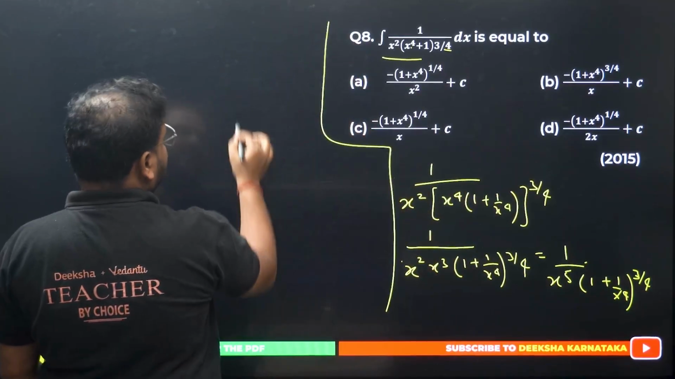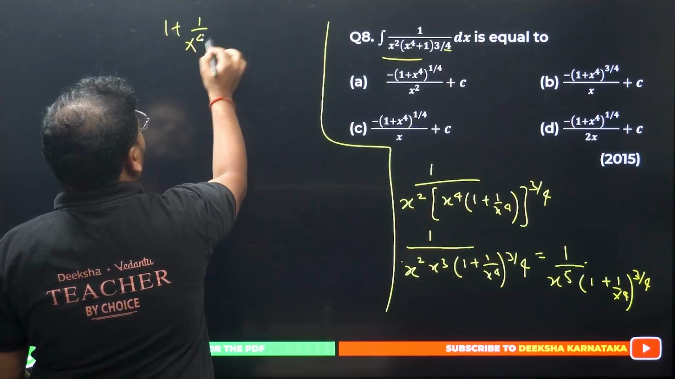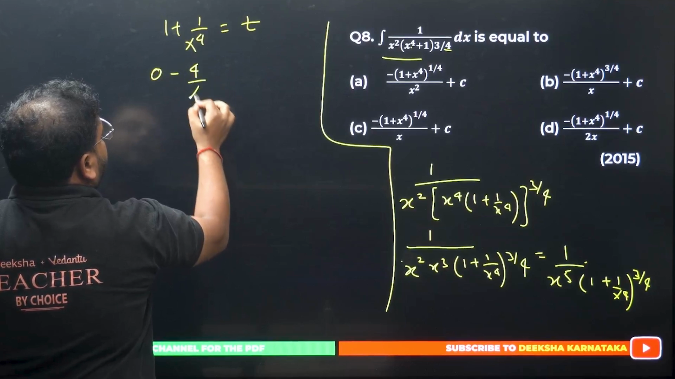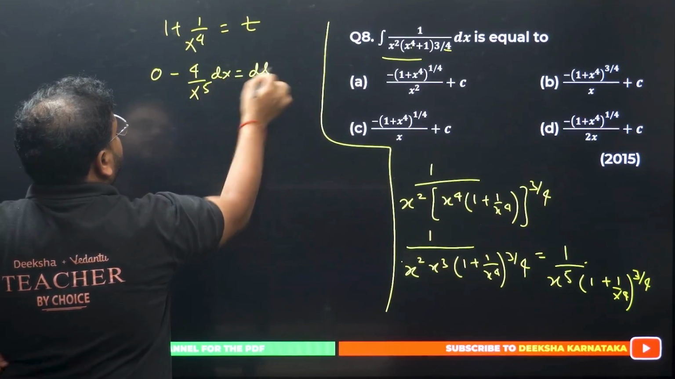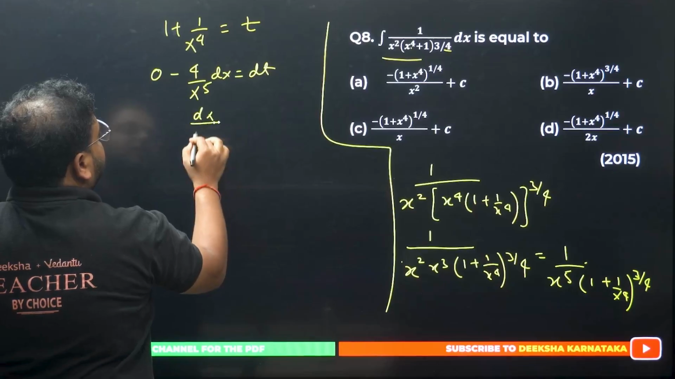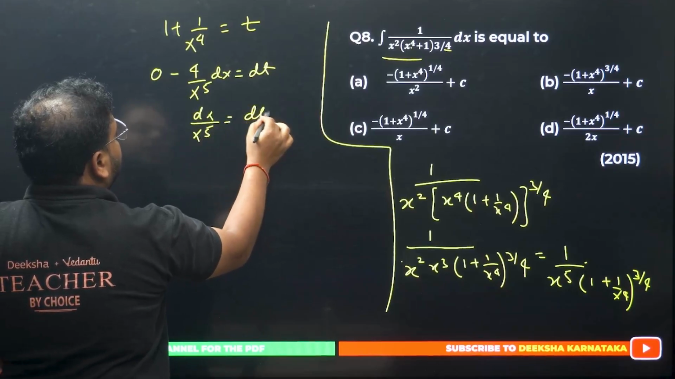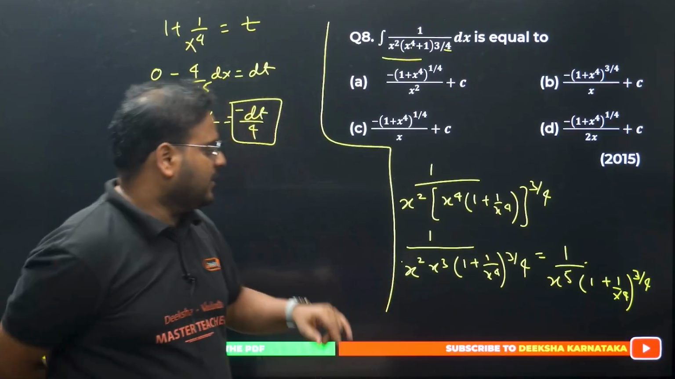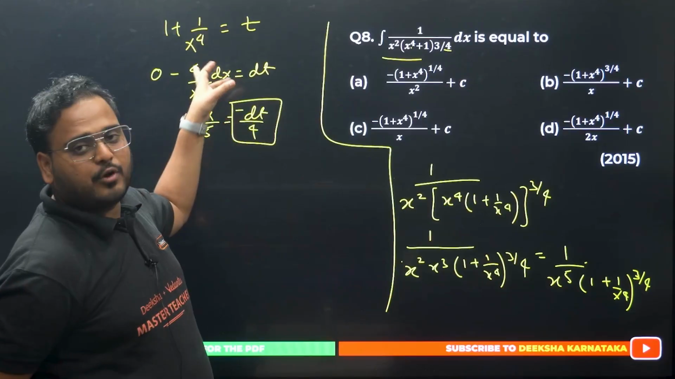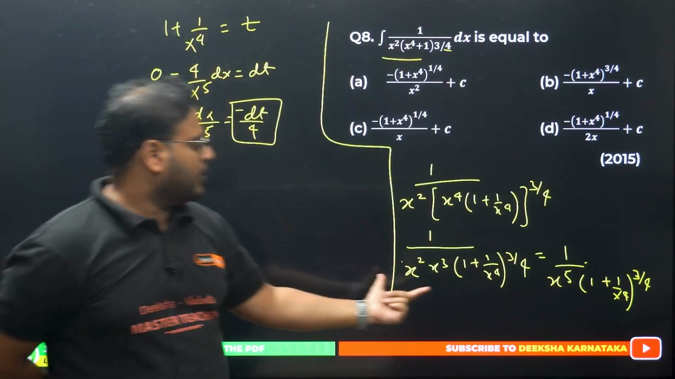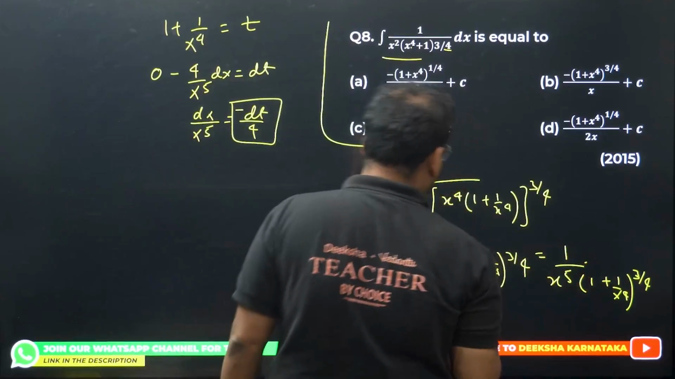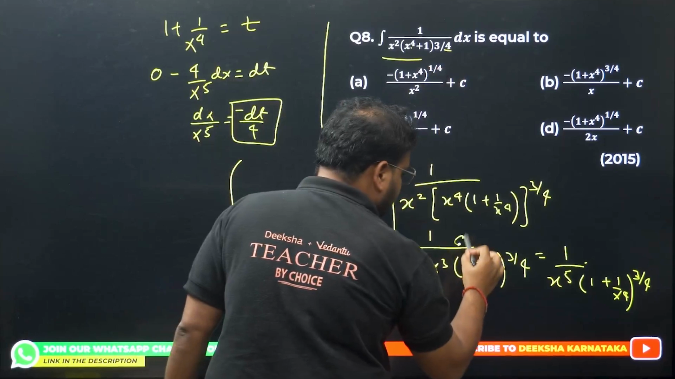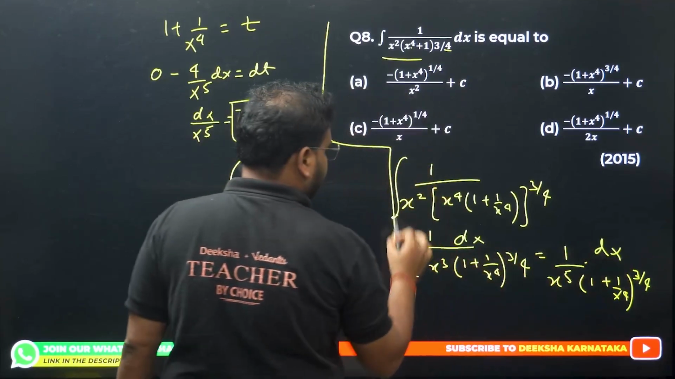Please check. I can take 1 plus 1 upon x power 4 as t. Differentiate now. 0 minus 4 upon x power 5 dx equals dt. So I get dx upon x power 5 is nothing but minus dt upon 4. Think logically. What's happening here? Differentiating 1 upon x power 4 will become minus 4 upon x power 5. Okay? Substitute now. We have dx of course over here. If you take the integration, this dx upon x power 5. We have dx and integral everywhere.